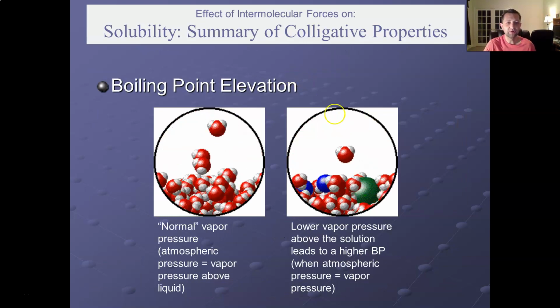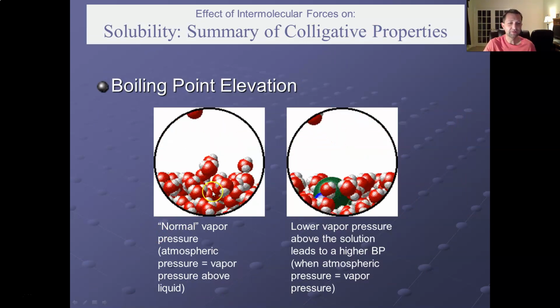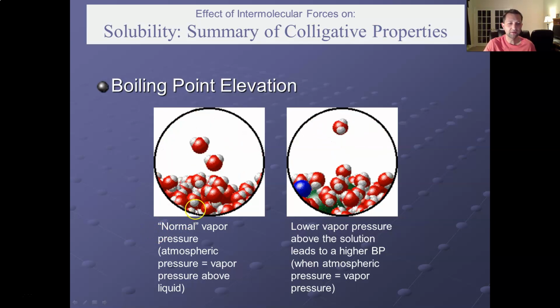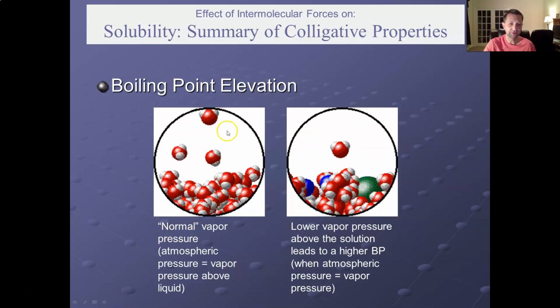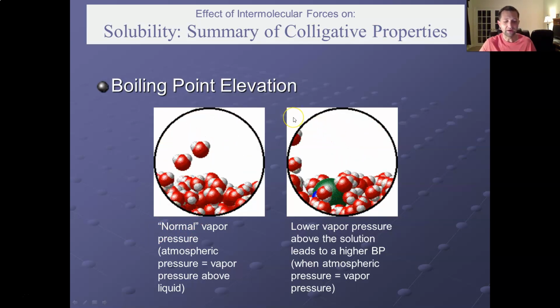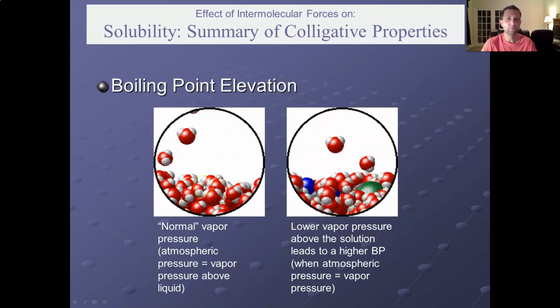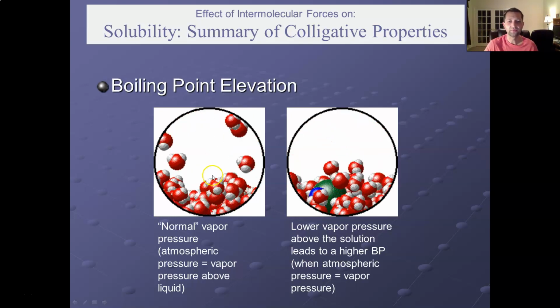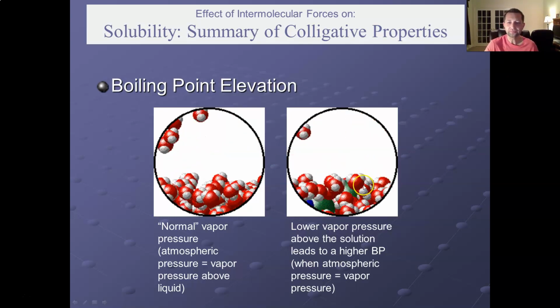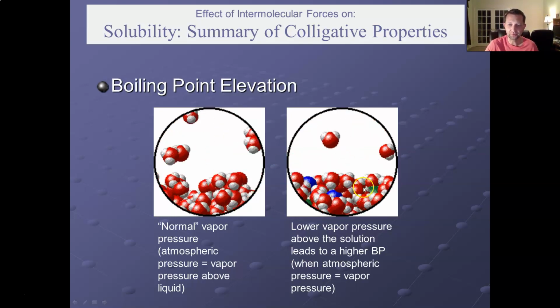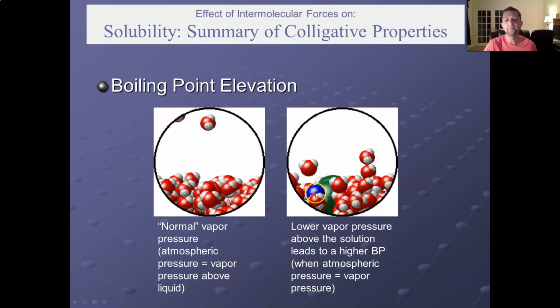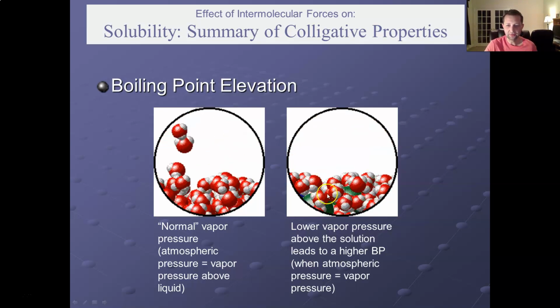So how does boiling point elevation work? Here's your regular water that's boiling. So there's normal vapor pressure of water. You have your water molecules moving relatively fast, and they escape. Well, notice on this one here, we dissolved something in it, maybe table salt. So you have your ions floating around in there.